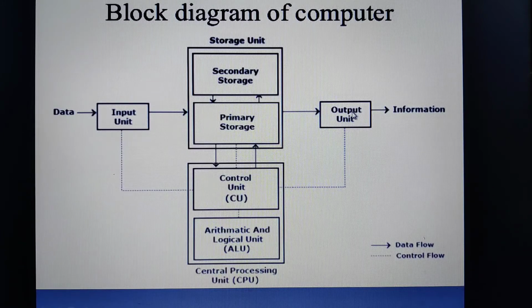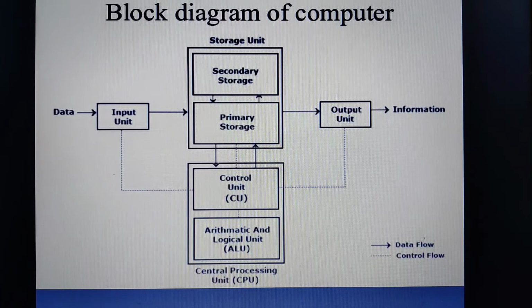The output unit consists of the hardware components that convey the information to one or more people in a user understandable form. What do we mean by user understandable form? As I said, the computer can understand only the binary language, that is, zeros and ones. If the output were displayed entirely in zeros and ones, it would be difficult for common people to understand.